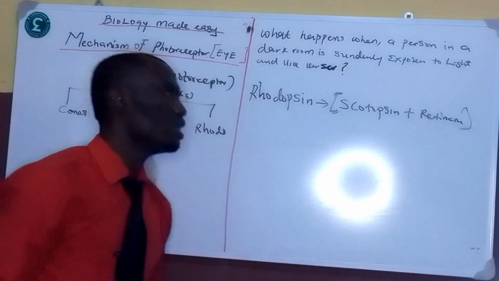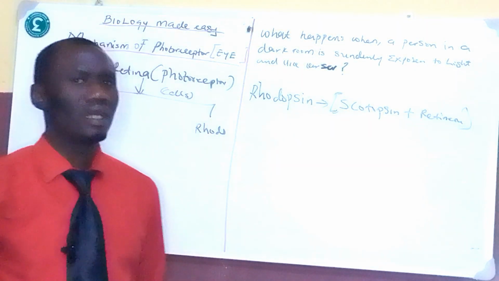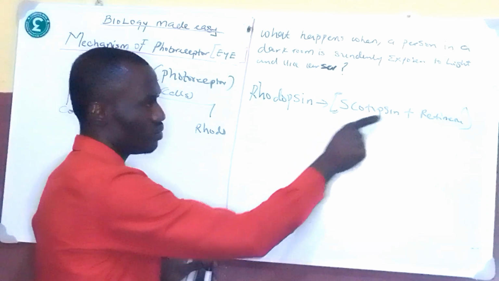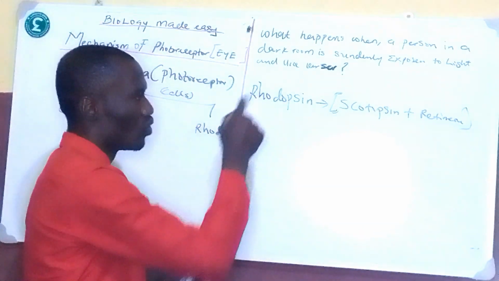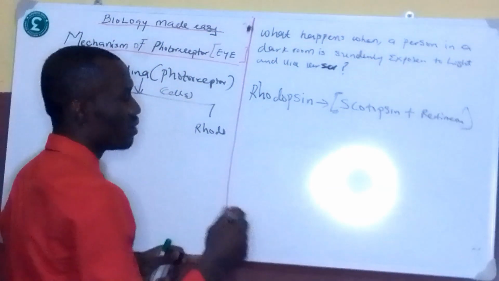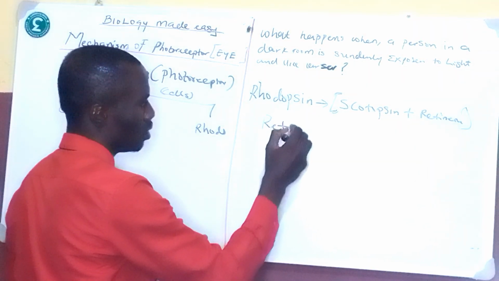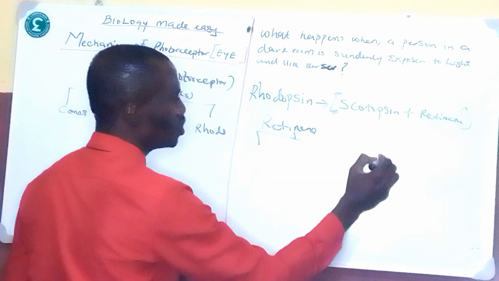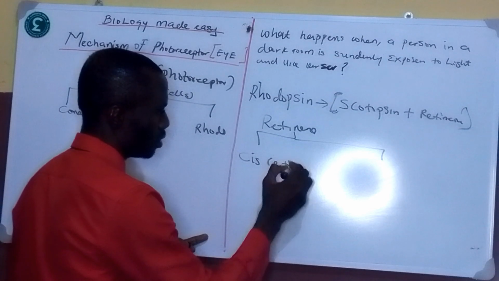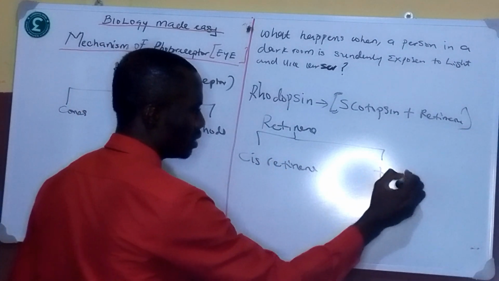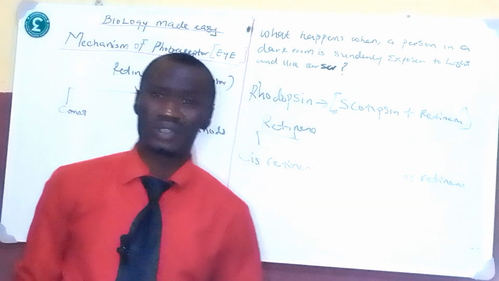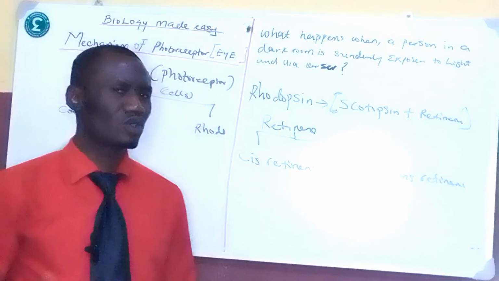Now, this retinine is also called the retinal. It's a carotenoid molecule that is found in vitamin A. This scotopsin and retinine combine together to form rhodopsin. Now, the retinine has two isomers, cis-retinine and trans-retinine, and the cis-retinine and trans-retinine coexist in a form of isomerism.